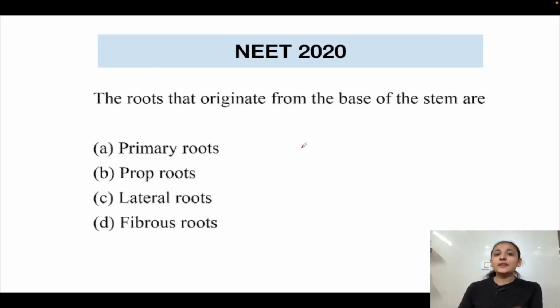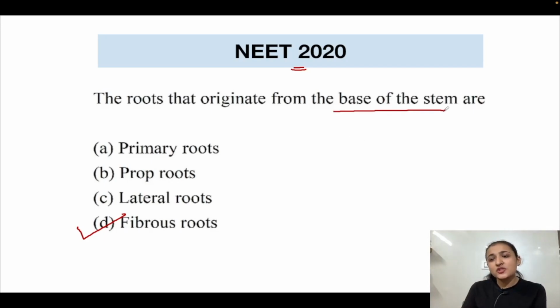Now let's come to the NEET PYQs. This one is from NEET 2020. Question number 1 says that the roots that originate from the base of the stem are primary roots, prop roots, lateral roots, or fibrous roots. We just studied that the roots that originate from the base of the stem are fibrous roots. In the fibrous root system in monocots, the radicle gives rise to the primary root. The primary root is short-lived, soon replaced by fibrous roots, which arise from the base of the stem.